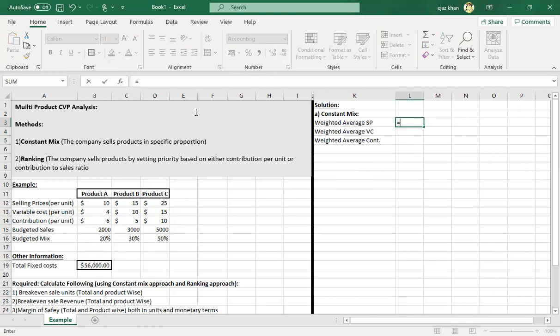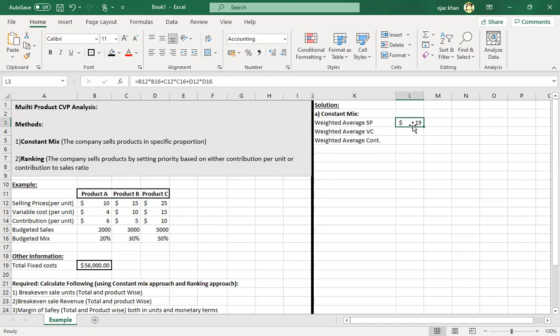Now, the price of product A is 10, and we intend to sell 20% out of the total sales of product A. So all we have to do is to pick up the price of the product, multiply it with the ratio of the product, plus the next product multiplied with the ratio, then the next product and multiplied with the ratio. So the weighted average price will be $19. We are selling one of the products at $10 price and the other at 25. The weighted average of all these three products will be $19.